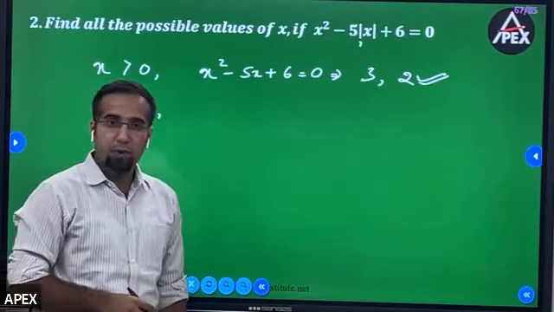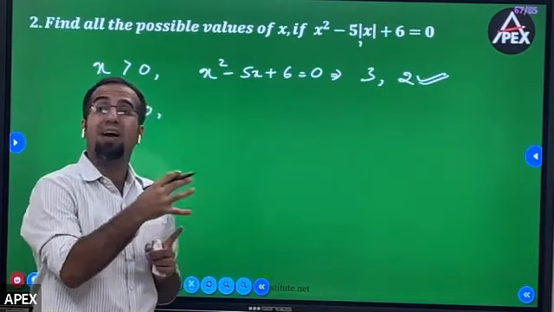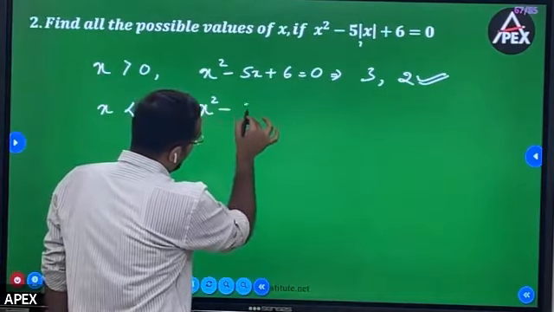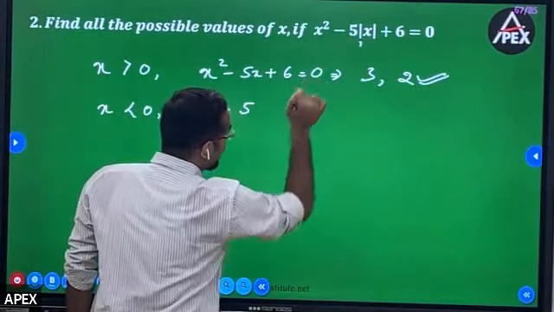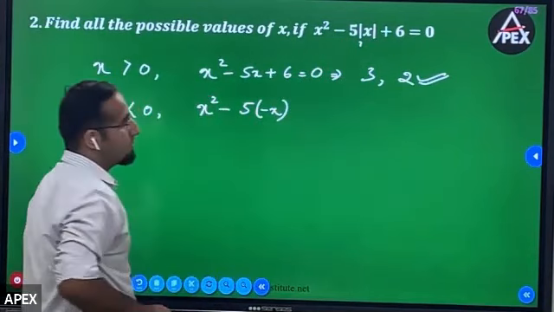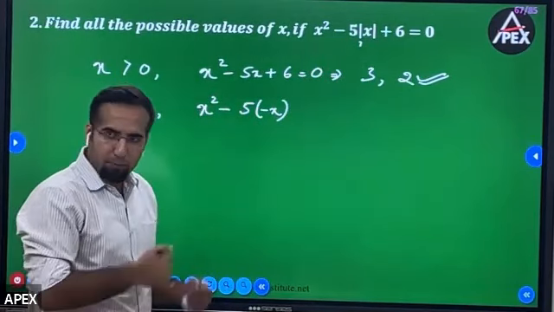If x is less than 0, mod x will be equal to minus x. So remember, x square minus 5, I am removing the modulus sign. If I am removing the modulus sign, this becomes minus x. I am going step by step.